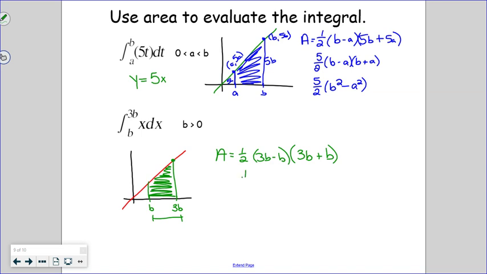3b minus b is 2b. 3b plus b is 4b, and then we just multiply. 1/2 times 2 is 1, times 4 is 4, b times b is b squared. Questions?